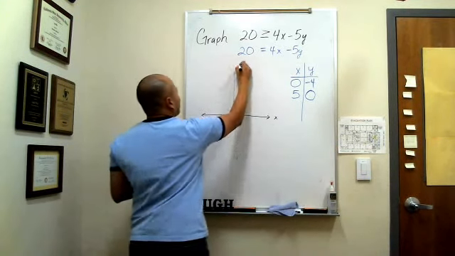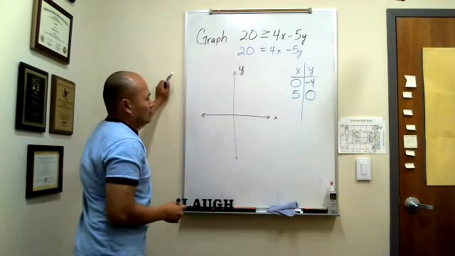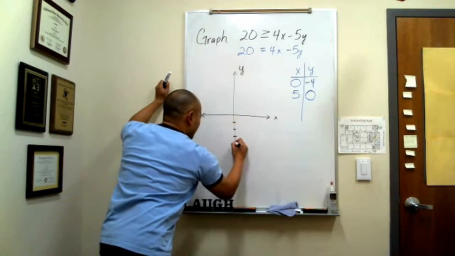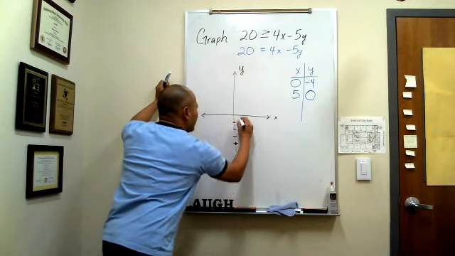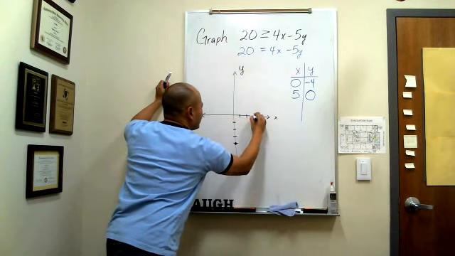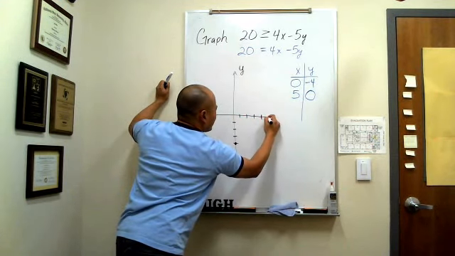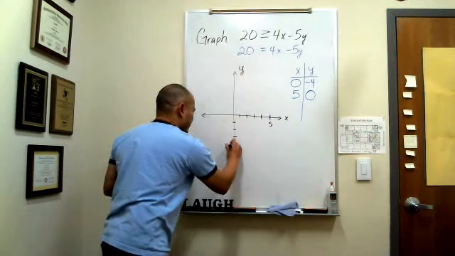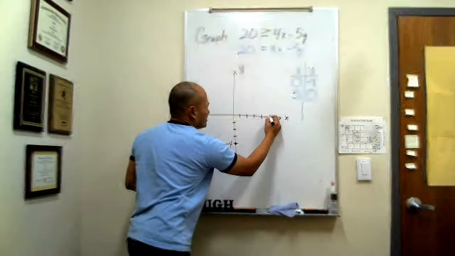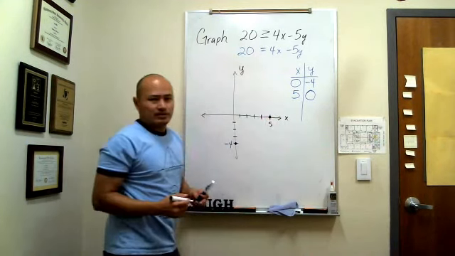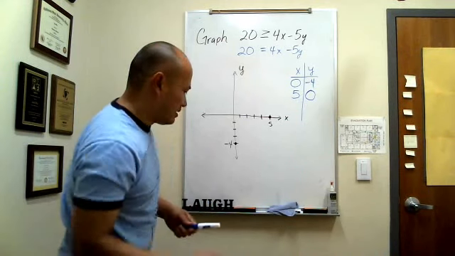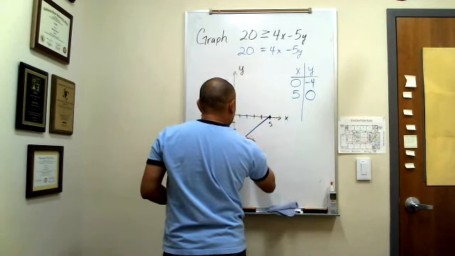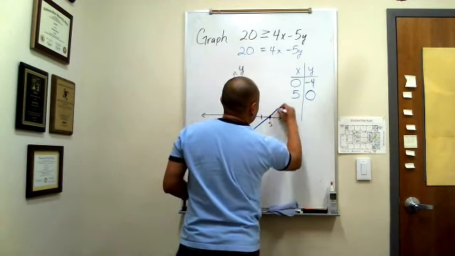X there, y here. The points are 0, negative 4, and 5, 0. So 1, 2, 3, 4, 5, and 5 there. So that is a negative 4 down here. That's the y-intercept. This is your x-intercept. Let's go ahead and graph that in blue. I just graph the solid line.